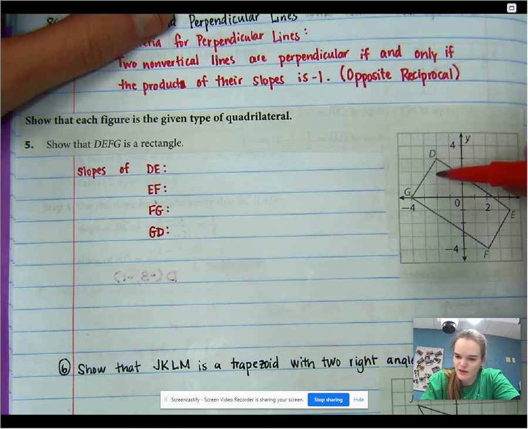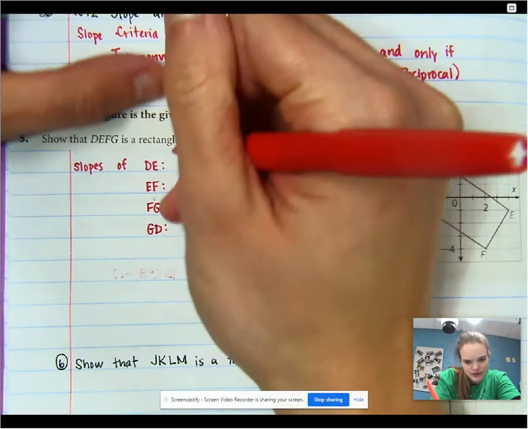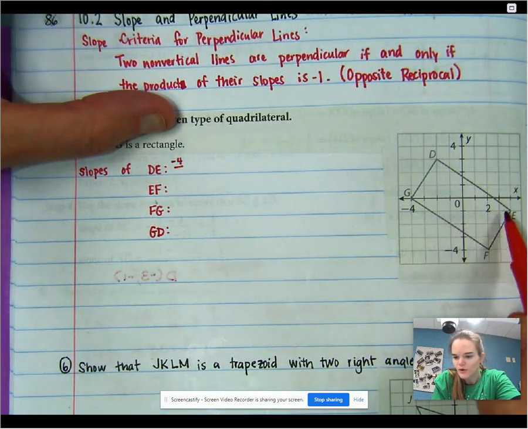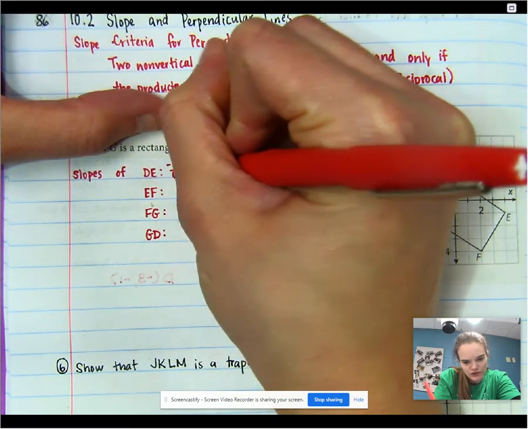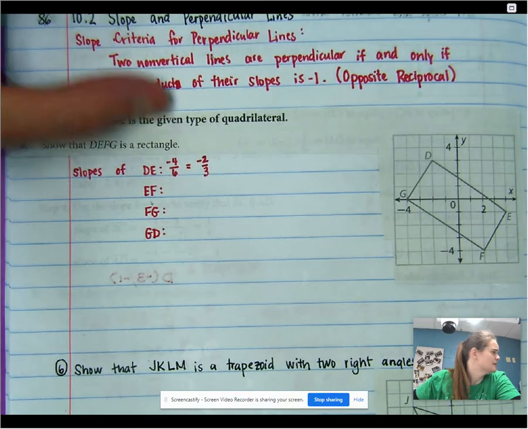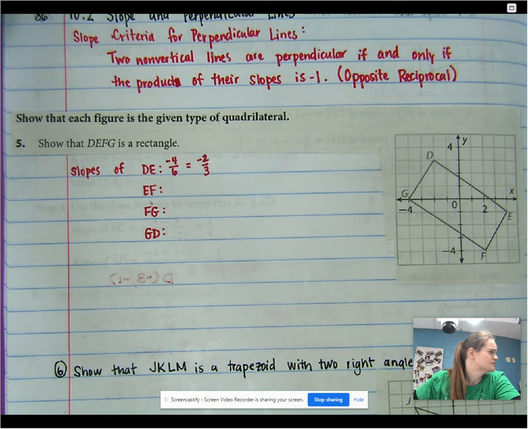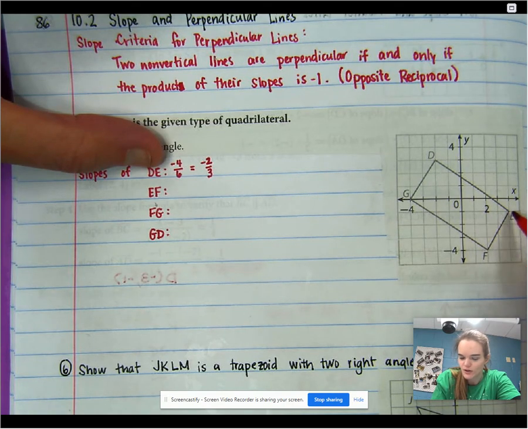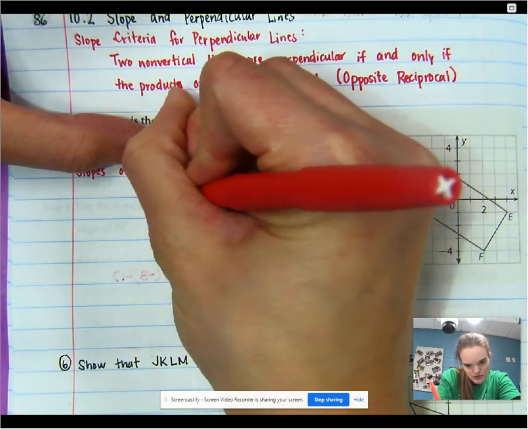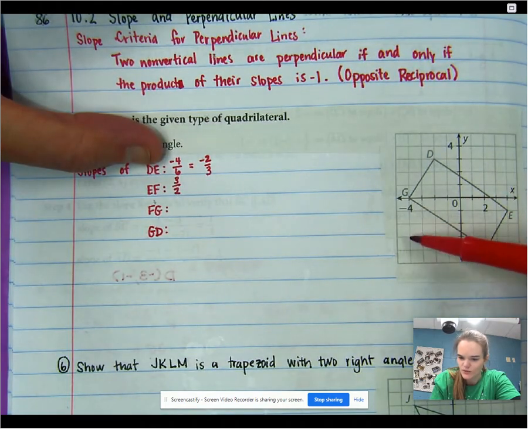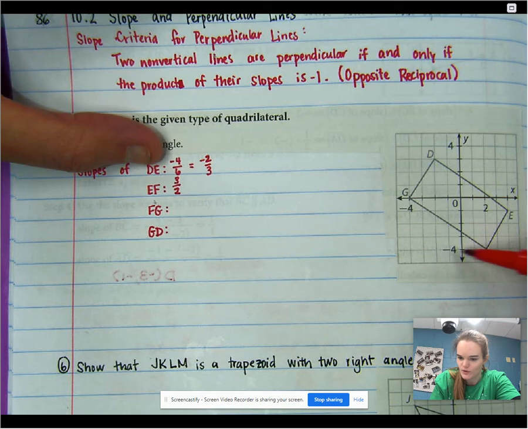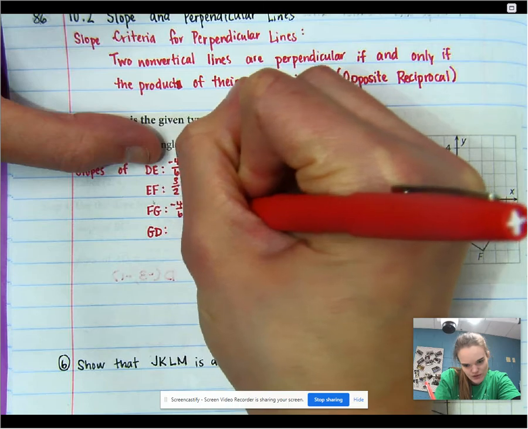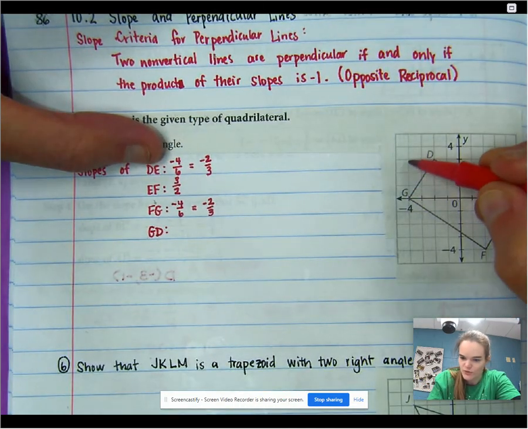To get from D to E, I go down 1, 2, 3, 4, -4 over 1, 2, 3, 4, 5, 6, which reduces to -2/3. Okay. EF, 1, 2, 3 over 2. FG, 1, 2, 3, 4 over 1, 2, 3, 4, 5, 6, -4 over 6, which reduces to -2/3. GD, up 1, 2, 3 over 1, 2.